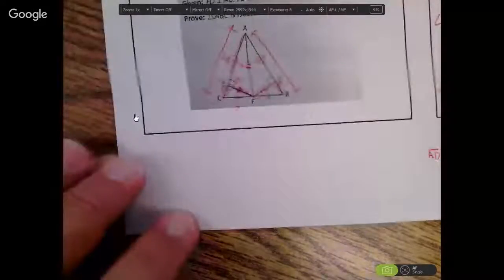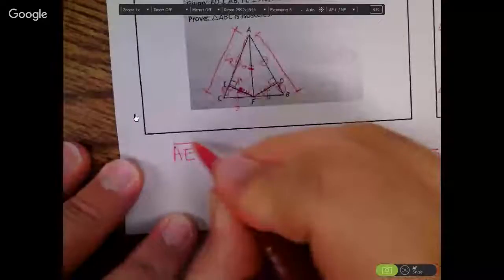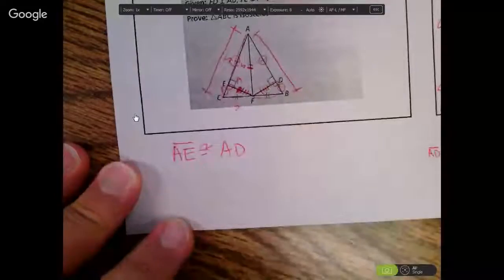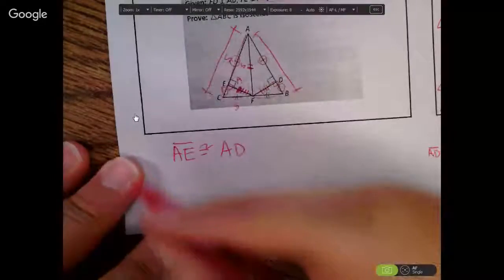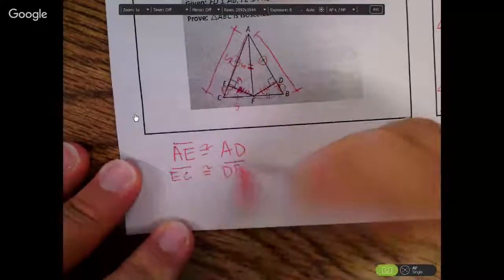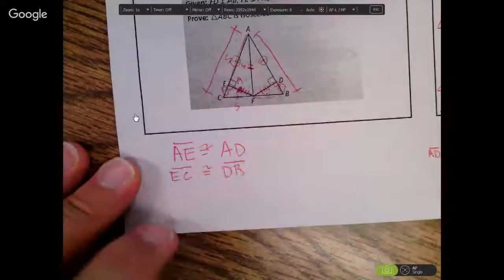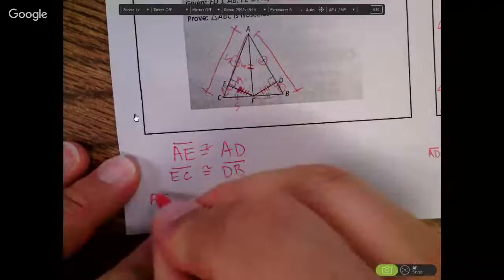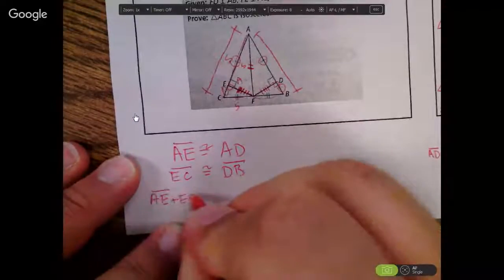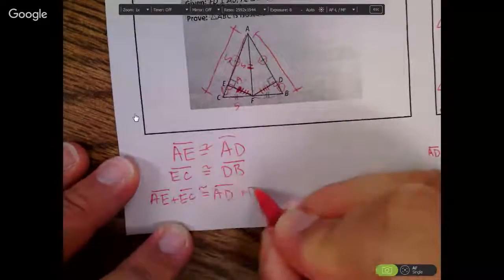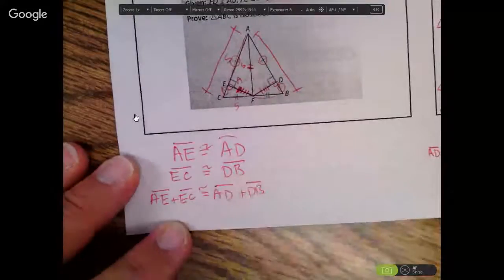AE is congruent to AD. Do we have that? Yeah, we do. It's the very top. And EC is congruent to DB. And I know we have these. We don't have the ECD. Okay, so therefore, AE plus EC is congruent to AD plus DB. Let me just sneak that in.